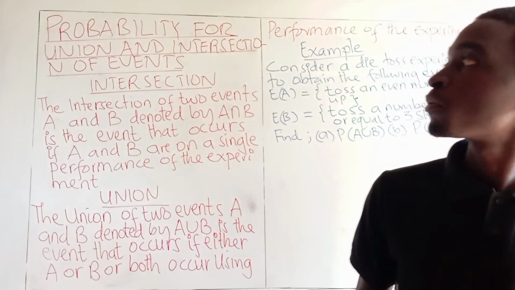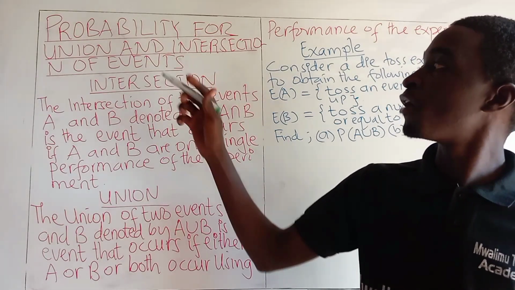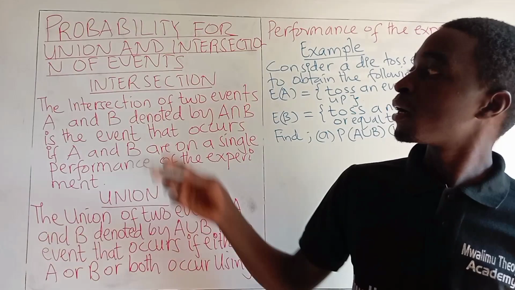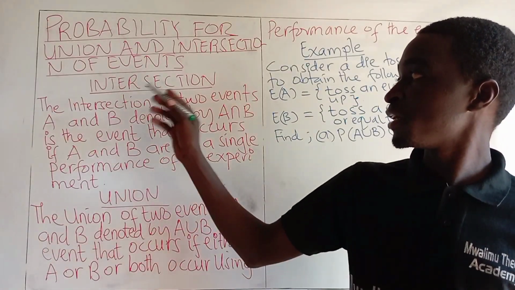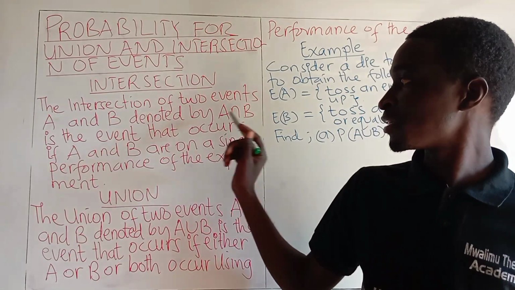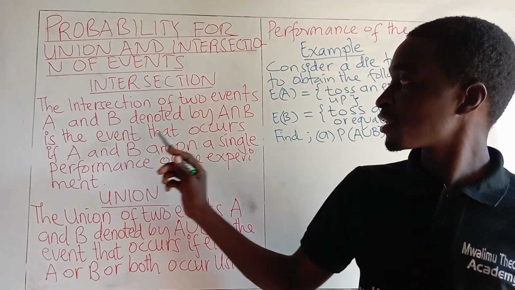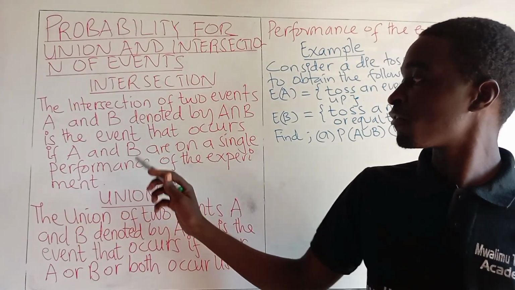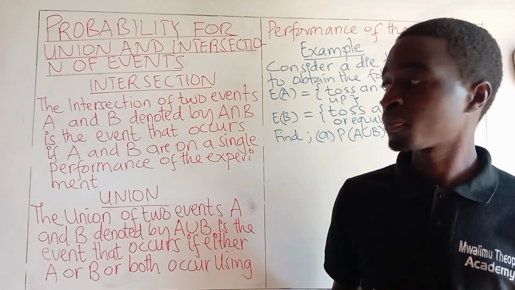In this session, we are going to see the probability for union and the intersection of events. Let us start with the intersection. The intersection of two events A and B, denoted by this symbol as you see, is the event that occurs if A and B both occur on a single performance of the experiment.